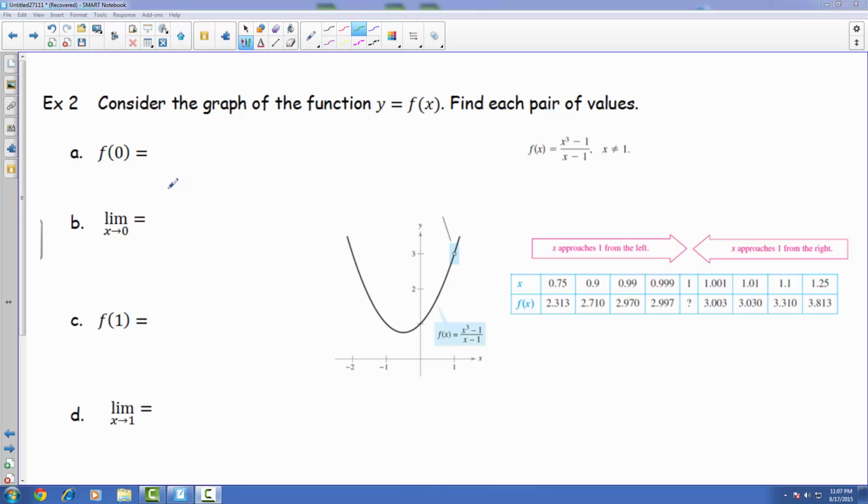Now we're at example 2 from the 1.2 set of notes. We have this specific function, we have the graph, and we are also given this table. And we're asked to look at problems A through D and answer them.